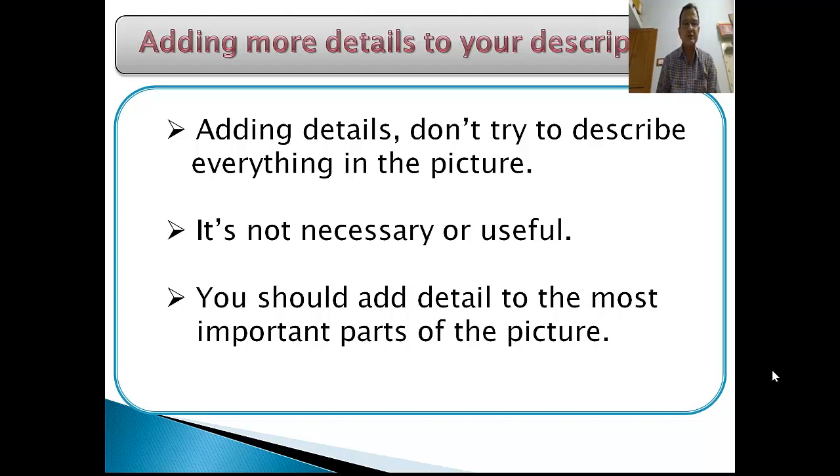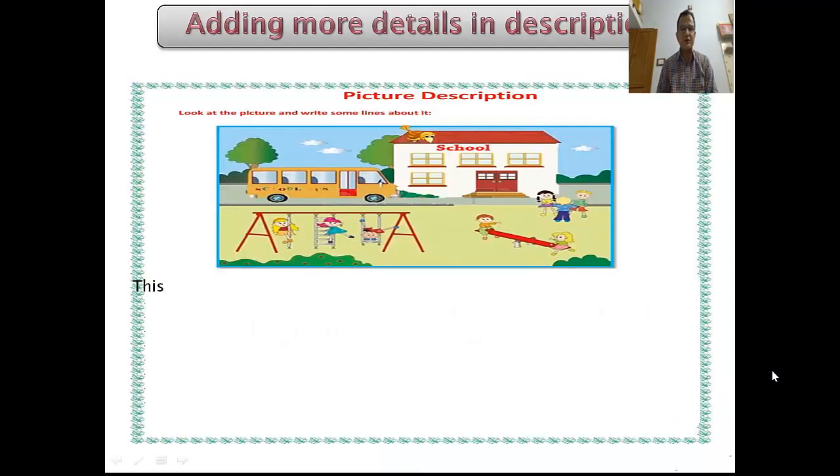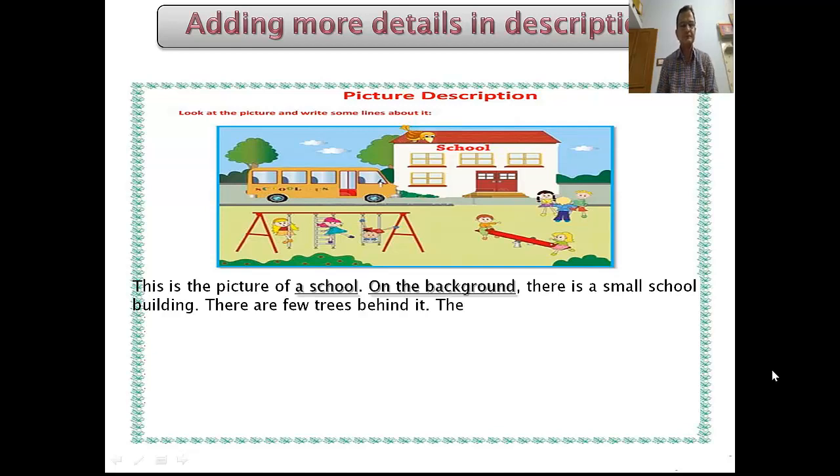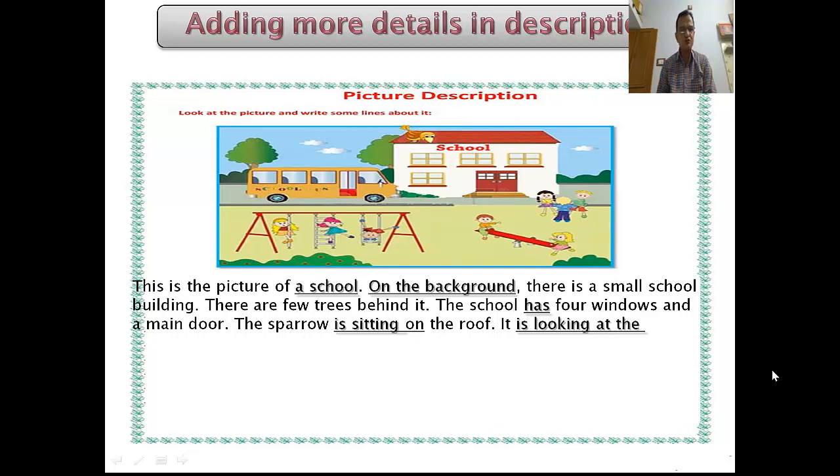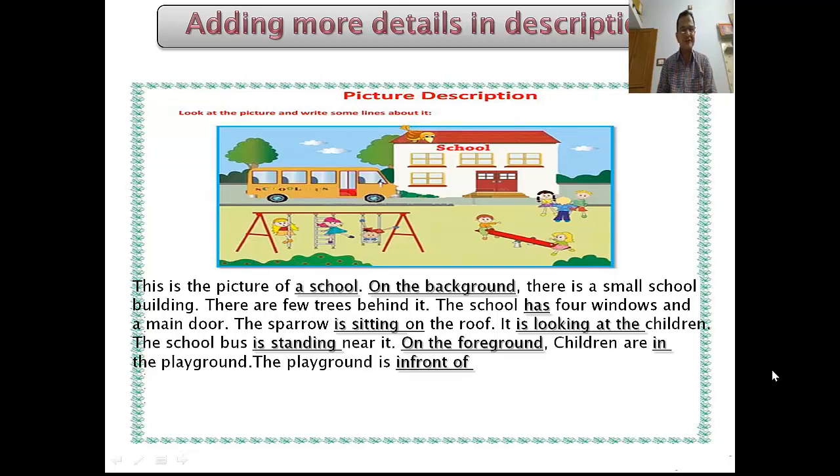Now see this picture description and then find out what difference you can see in the phrases. This is the picture of a school. On the background there is a small school building. There are few trees behind it. The school has 4 windows and a main door.